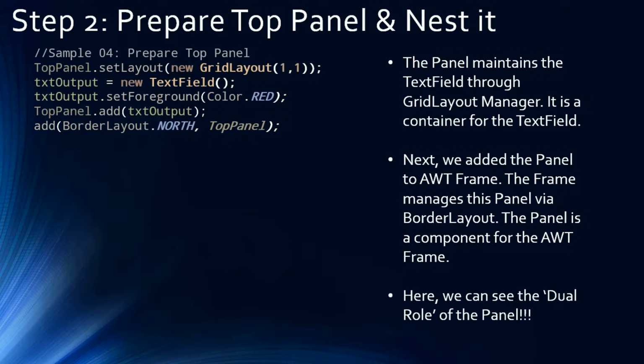Alright, here we see the dual role for the panel, right? So at the very last line in the snippet on the left side, the panel is acting as a component. That is playing the role of component at the last statement. And in the last but one statement, that means top panel dot add, there it is acting as a container. So our panel is playing a dual role here. It is acting as a container as well as a component.